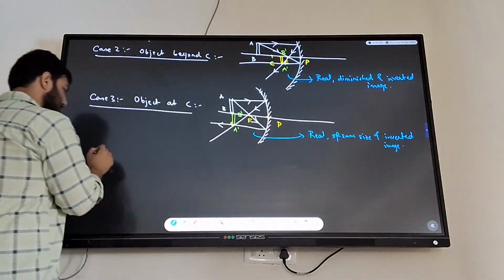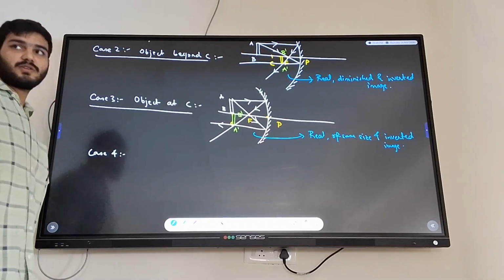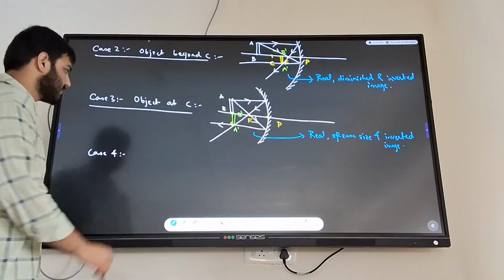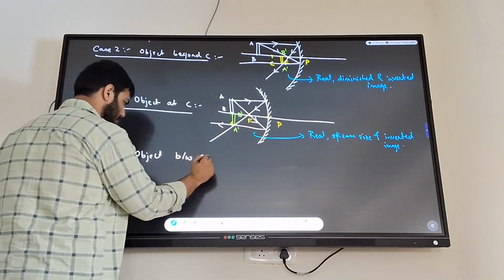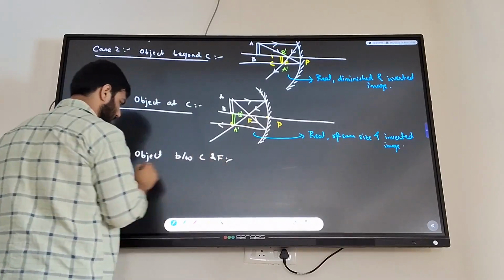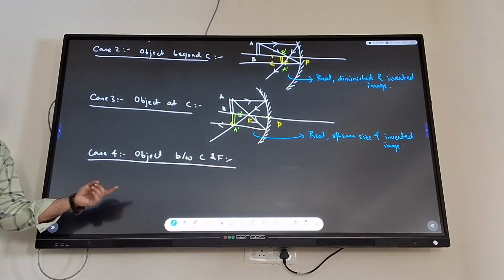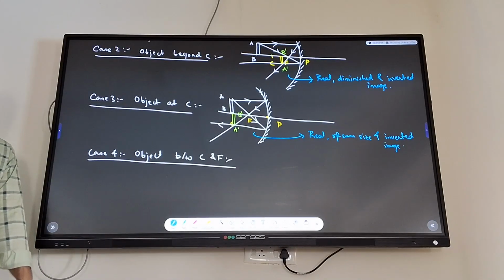Case number 4. Now what should be the position of the object? Between C and F. Am I going too fast? No. It's all understood now. You already have seen these things. Now is anyone saying no or yes? No problem, minority.